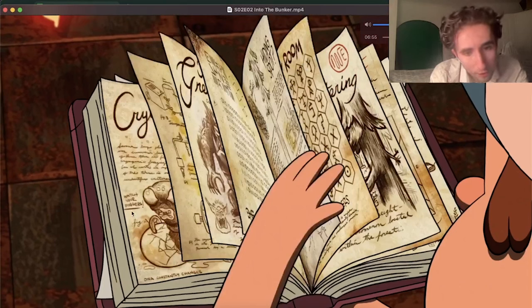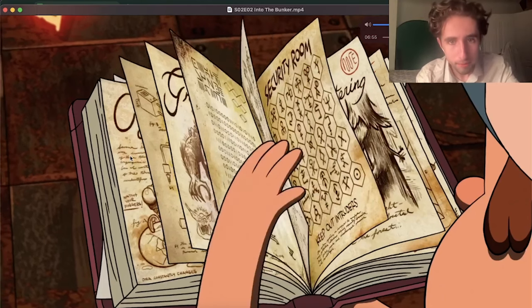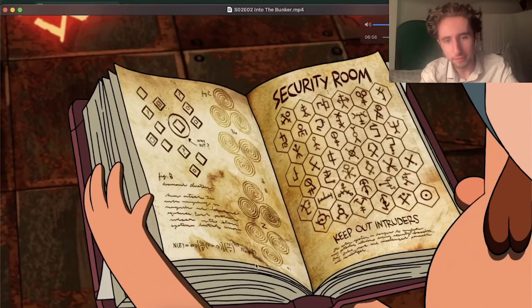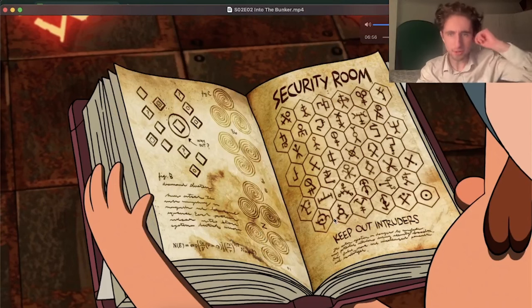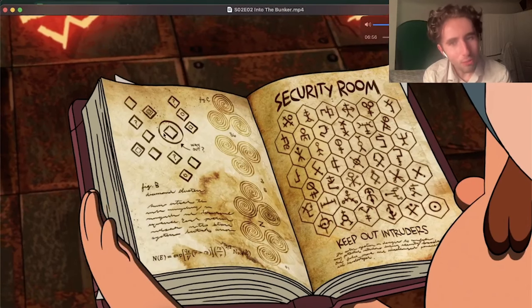Here we go. Watch your fingers. DNA constantly changes. So this is the cryostasis chamber. And then here we go. Security room. Here's the thing. So what is this? What is that equation? I don't know. I have looked at it outside the episode. I genuinely just don't know. Way out. Weird. And then security room.